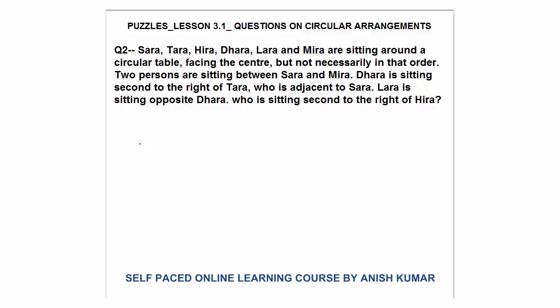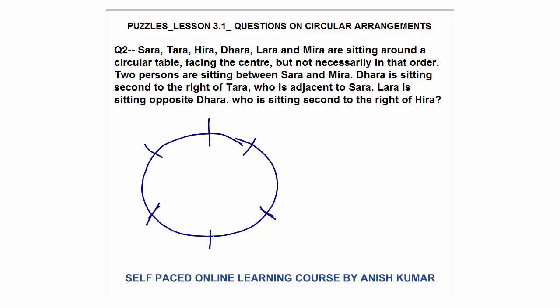Question 2: Sara, Tara, Hira, Dhara, Lara and Meera are sitting around a circular table facing the center, not necessarily in that order. Two persons are sitting between Sara and Meera. All the initial letters are different, so we will not write the full name, only the initial letter, with the objective of solving the question in the least possible time. I am making a circular table, and there will be 6 persons, so there will be 6 seats.